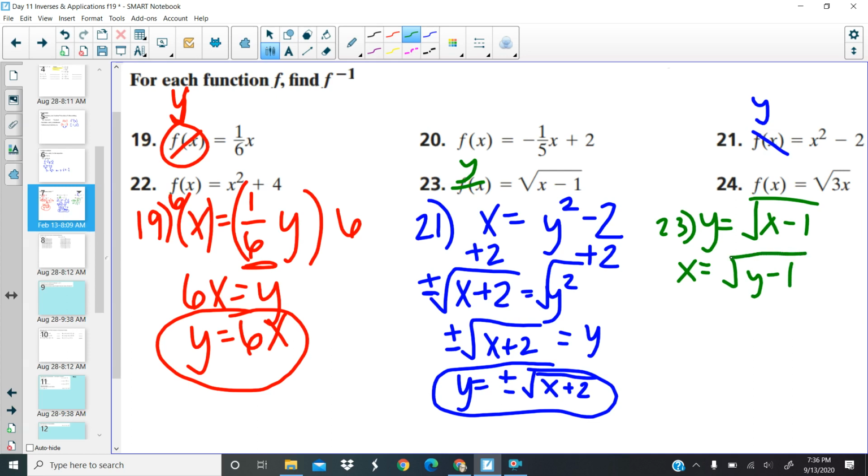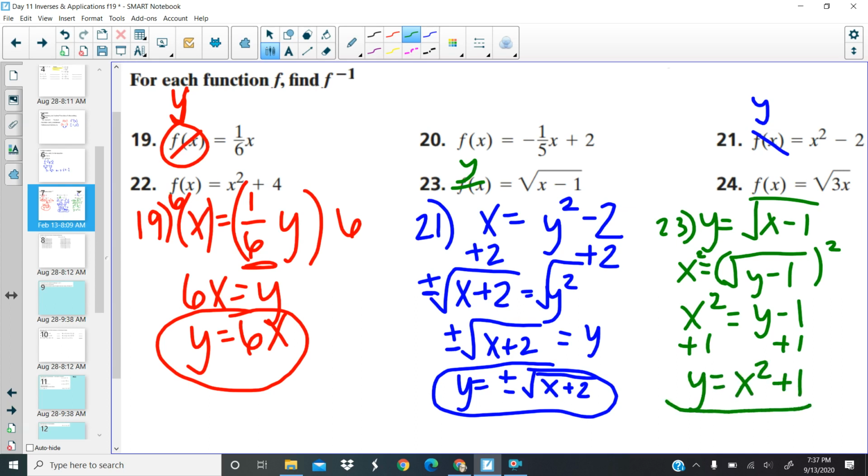And now, like we talked about before, we need to get rid of a square root this time. So the opposite of a square root is going to be that squared, or raising something to the second power. So let's go ahead and raise both sides of this to the second power. So now you would have x squared equals, and the square root and the squared are going to cancel. So you would just have y minus 1. And then we just need to get rid of that 1. So let's add 1 on both sides. And we would end up with y equals x squared plus 1.